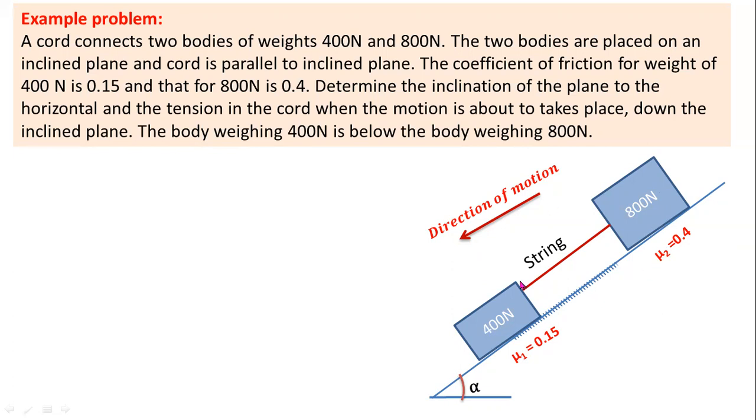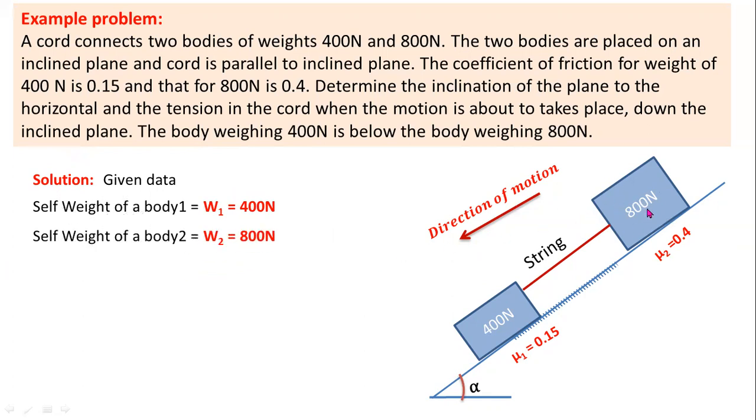From this given question, the given values are: self weight of body 1, W1 equal to 400 newtons, and self weight of body 2, W2 equal to 800 newtons. Here let R equal to normal reaction. R1 is the normal reaction between the block 400 and the plane. R2 is the normal reaction between the block 800 and the plane.